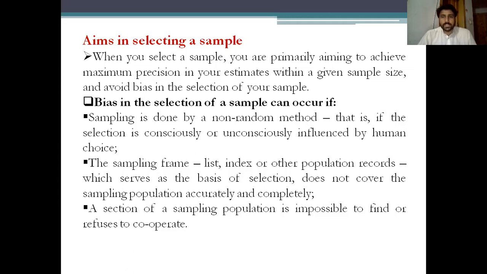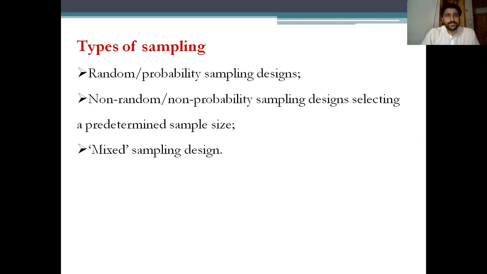Or at times the sampling population refuses to cooperate, people don't want to get involved in the study, then again biasness in the selection of the sample can occur, because if a person refuses to cooperate, then you would intentionally collect data or samples from persons who might not be that much related to your study, or you are selecting the sample just because of their cooperative attitude. So that also brings about this biasness in selection of the sample.